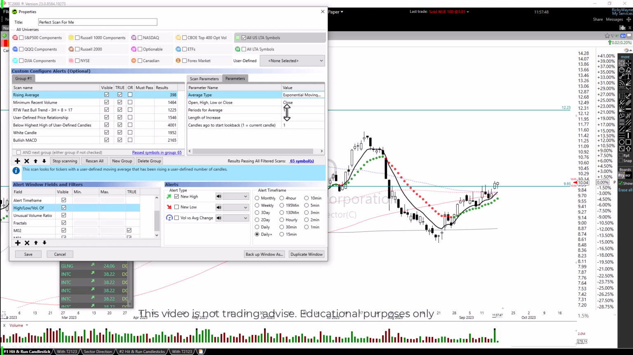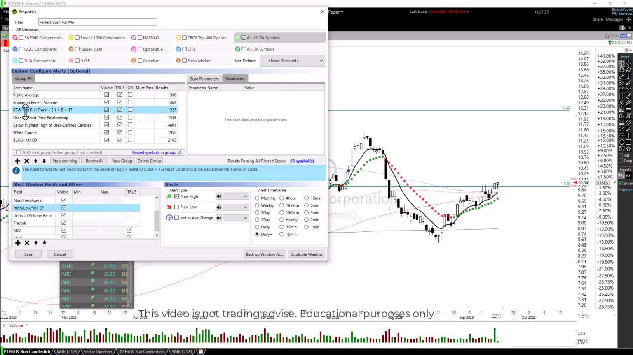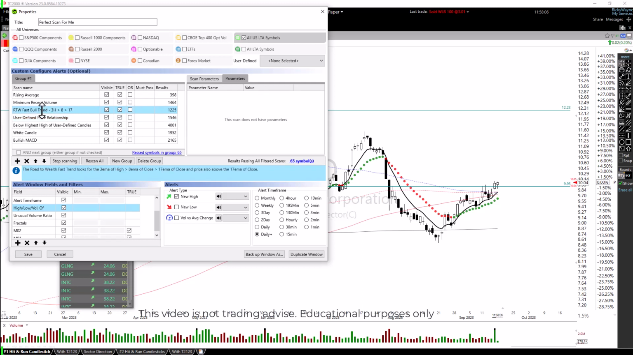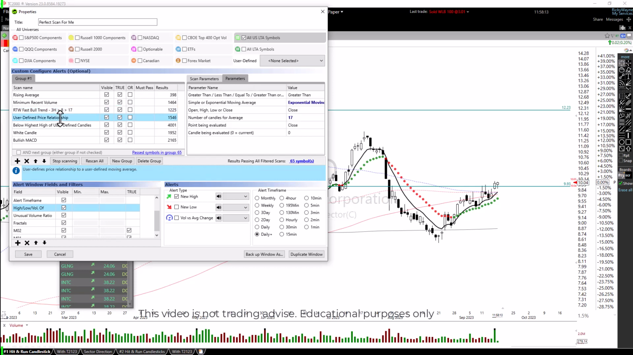Okay, so I've got the rising 17 EMA for 10 days. That's the way it comes up, by the way, stock RTW, fast bull trend. I want price to be above the 17 EMA. There are times that this is set up this way, 3 above the 8 and 8 above the 17, and price can be below the 17 if it shoots down right away in one day. I want it to be above it, or I'm not interested.